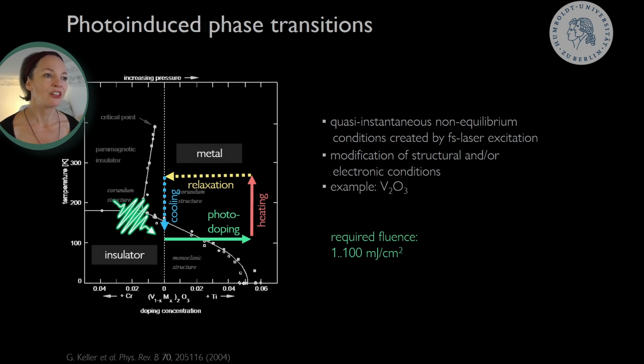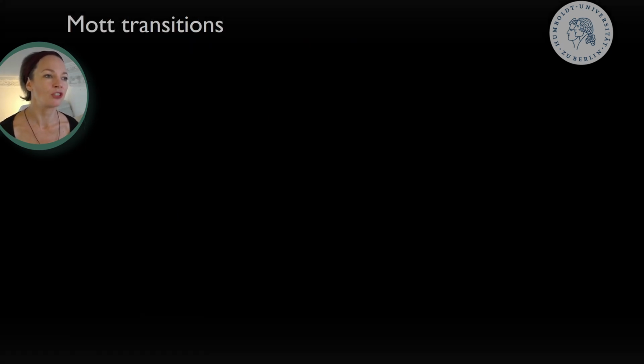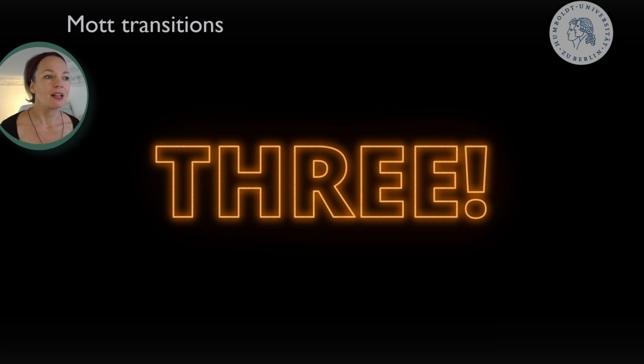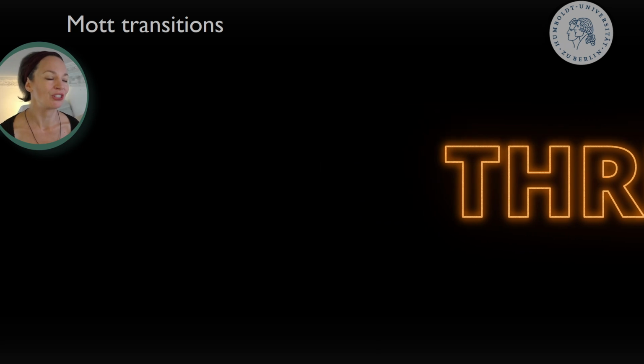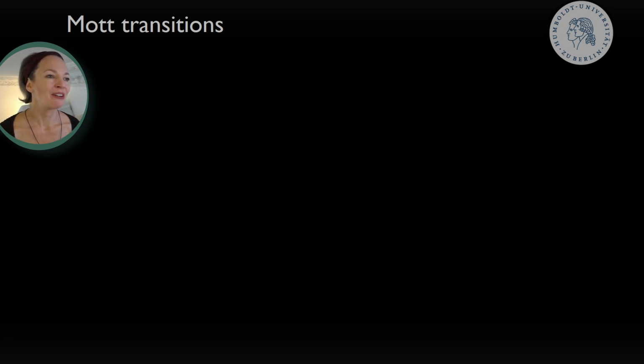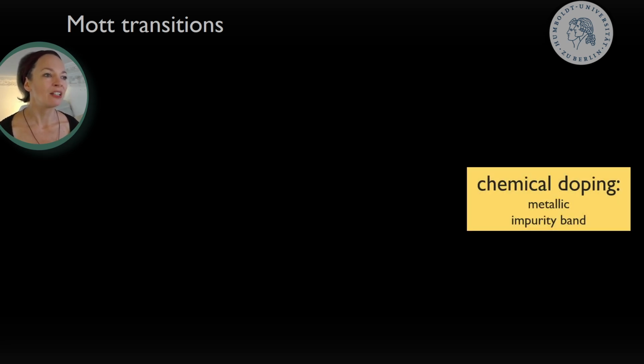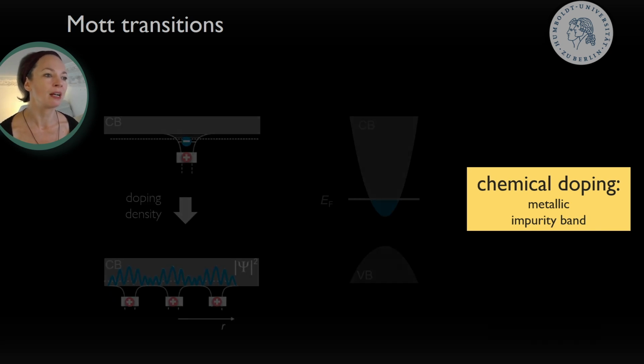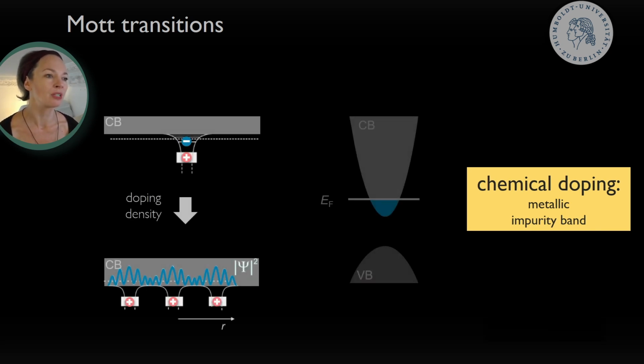And actually, there is not just one type of Mott transition, but 3 of them. And I would like to disentangle the different types of Mott transition just briefly. So first of all, there is the historical Mott transition, which is based on chemical doping. Here we put shallow donors into the material, and by enhancing the density of the shallow donors, we create a metallic impurity band that is crossing the equilibrium Fermi energy of the material.